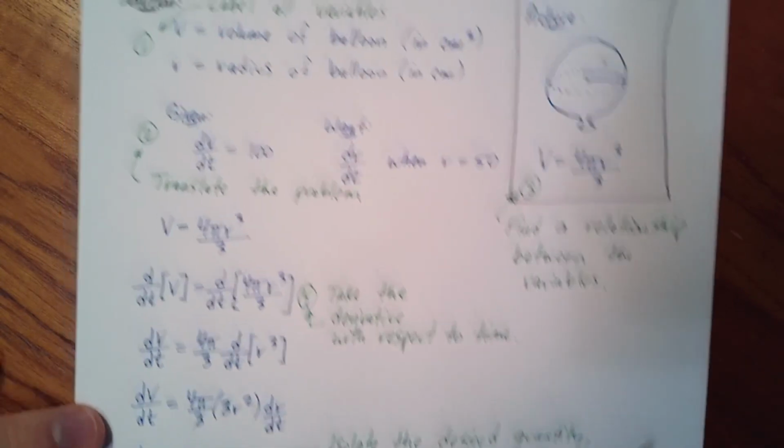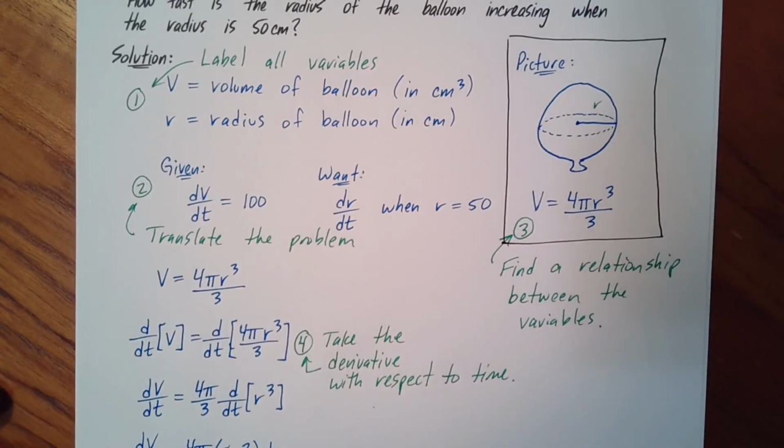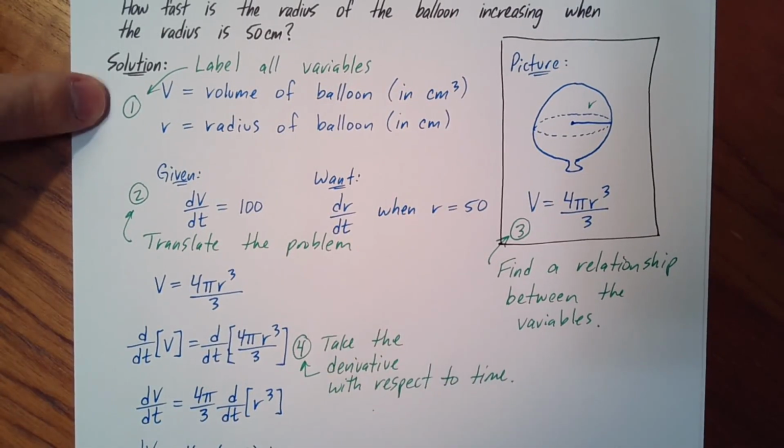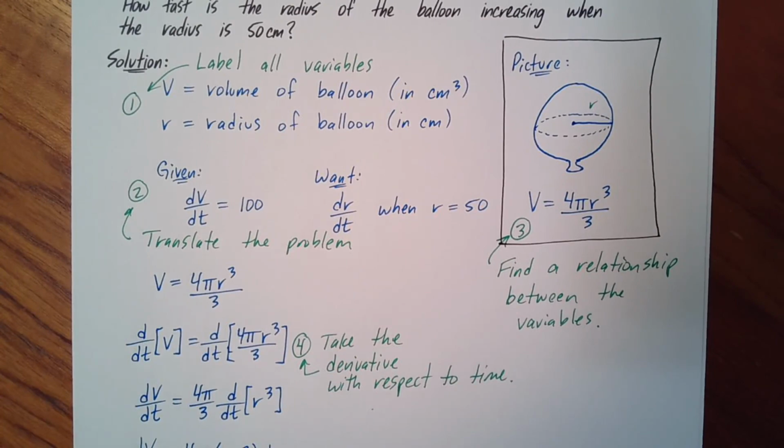But I've already said this, so I won't spend too much time, but I do want to say it one more time. Please don't skip step 1. Label your variables clearly, including the units. This is the key to setting yourself up to succeed when starting these problems. So don't skip that step or take shortcuts.